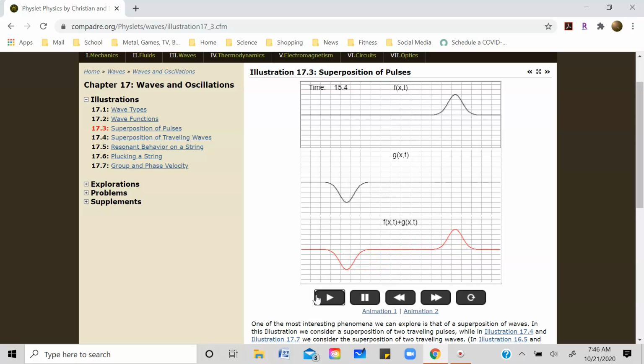So that's a nice example of destructive interference. The two major types of interference are constructive and destructive.